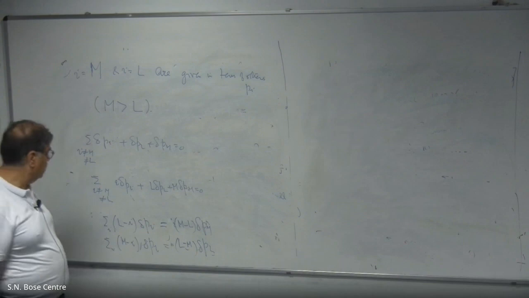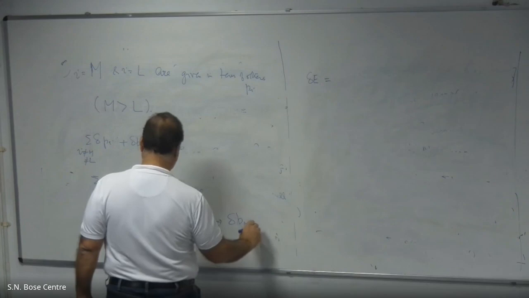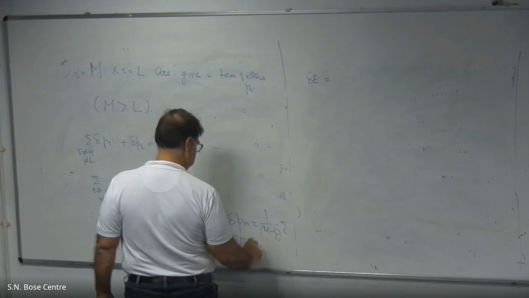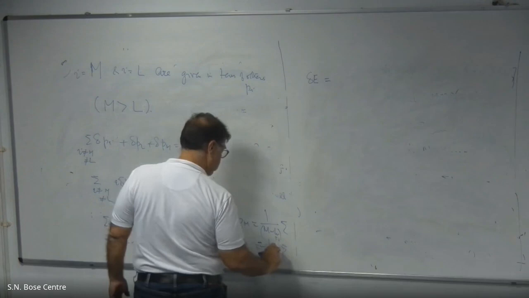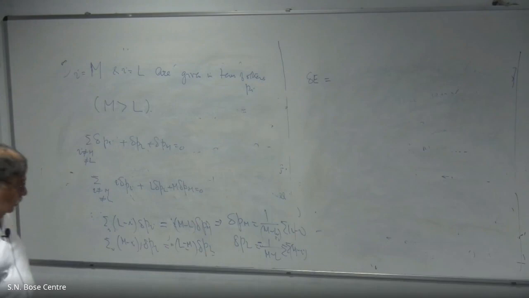Okay. So I get delta E equals. From this, I get delta p_m is equal to 1 over m minus L times all that. Delta p_l is equal to minus 1 over m minus L, summation, this will be L minus i, this is m minus L. Right? So now let's write.